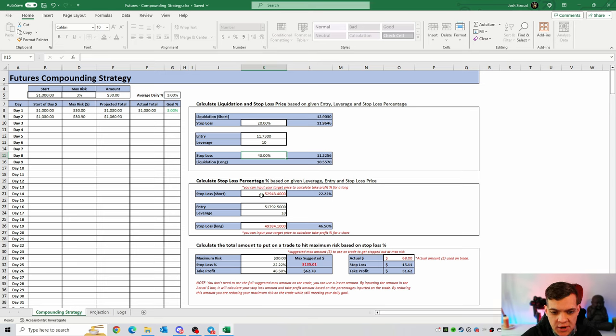Okay. So calculate stop loss. So stop loss for a long would be, so your entry, right? So 1173. Okay. 10x leverage. Stop loss for the long would be 1122.56. Okay, so that would be 43%, right? Matching up with the 43% right there. You can input your target price to calculate take profit for a long. So my target price is going to be $13. Okay, and that's 108%, guys. We're looking to make 3%, all right?